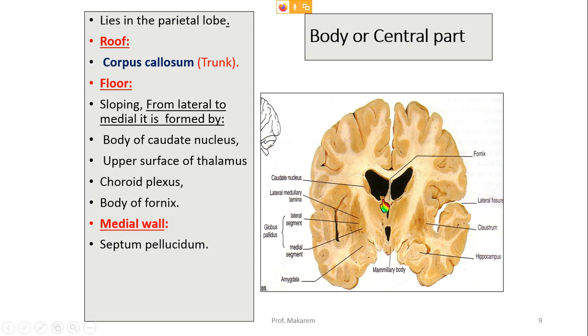Then the medial wall is formed by the septum pellucidum. The lateral wall is very small, a narrow area where the roof and floor join each other. Remember: roof, floor, medial wall. The lateral wall is negligible. We can just say that where the roof and floor join each other, that itself forms the lateral wall of the body or central part. That is about the central part.